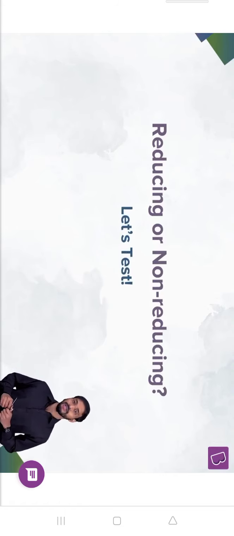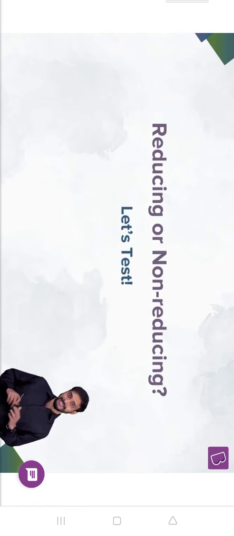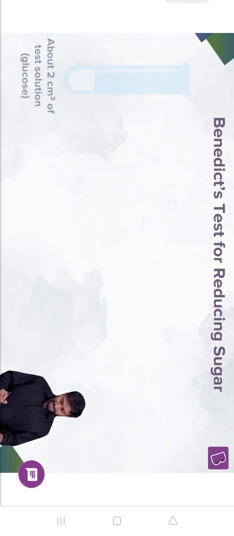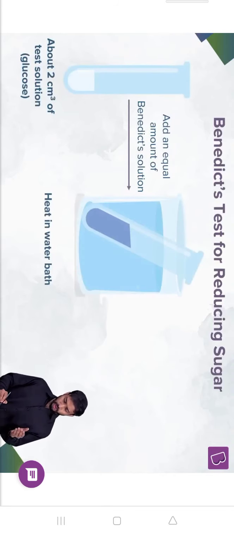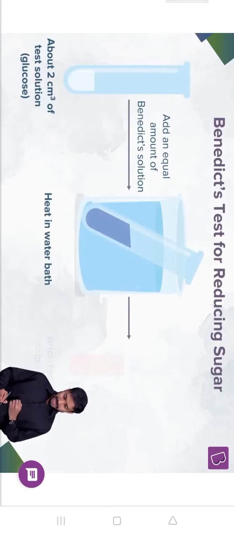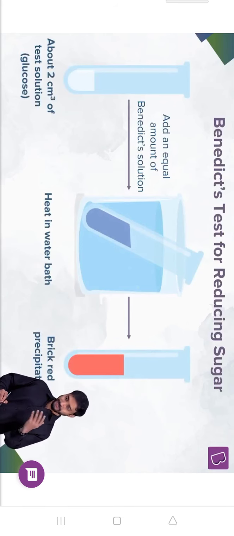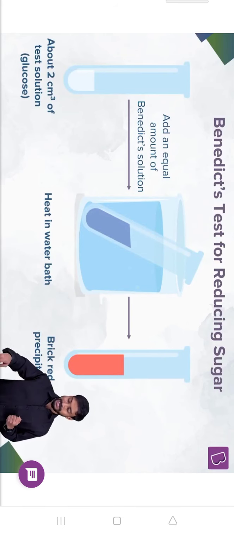Do you want to do a test? Okay, let's do a test. I have the reagents to do the test. Fine, let's perform the test. And I'll just give you a brief about the test. So we will use Benedict's solution, and what you'll see is something like this. Fine, let me do the test for you.